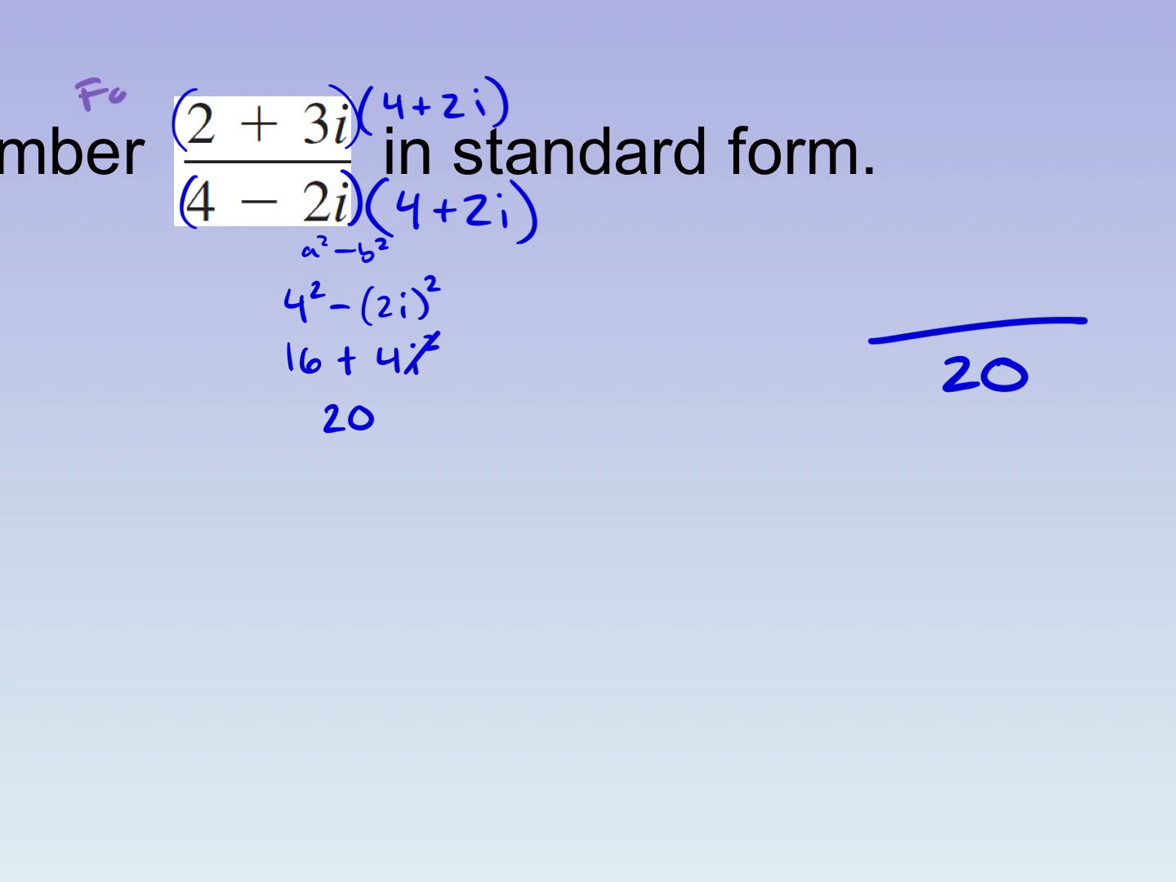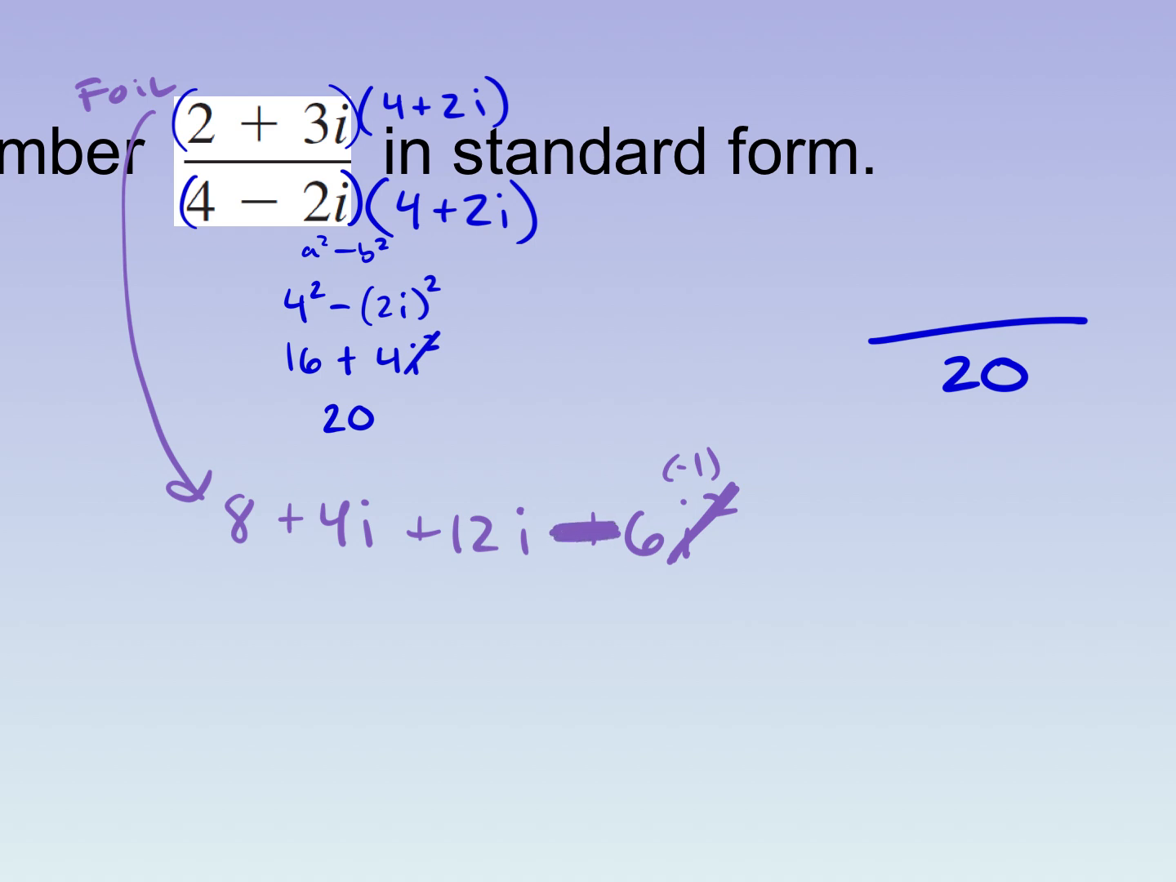Foil. We're going to foil the top. So 2 times 4i, I'm going to do the work down here so we have space. 2 times 4 would be 8. 2 times 2i is 4i. 3i times 4 is 12i. And 3i times 2i is 6i squared. What would we do next? Awesome. i squared changes to negative 1. And negative 1 times 6 would be negative 6. I'm going to change the sign.